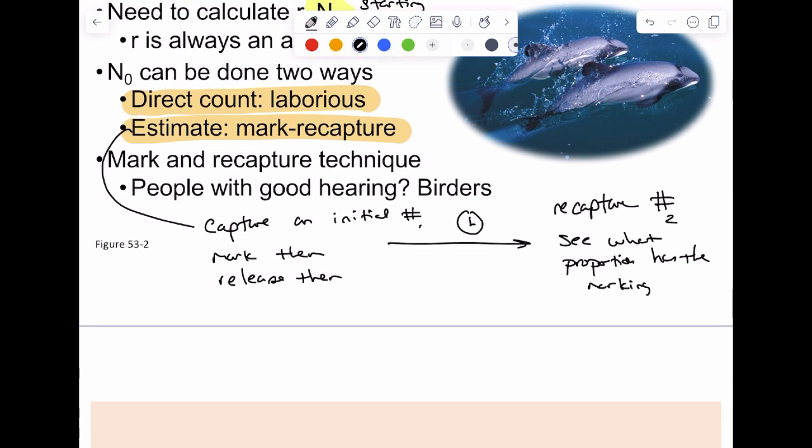How would this work? This would be something like, I have 100 ants. I put 100 red dots on them. I let the ants go. I'm going to recapture 75 ants.